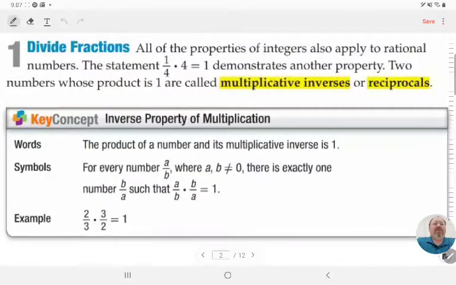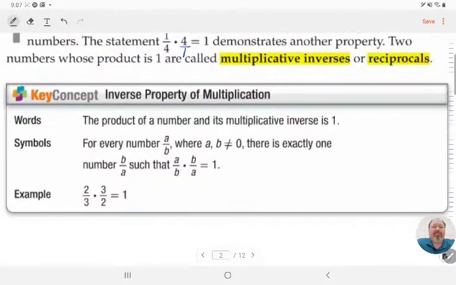All right, so all of the properties of integers also apply to rational numbers. The statement 1/4 times 4 equals 1 demonstrates another property. So remember, 4 you could write as 4 over 1, okay? And 1 times 4 is 4, 4 times 1 is 4, 4 over 4 equals 1, okay? Two numbers whose product is 1 are called multiplicative inverses or reciprocals, okay?